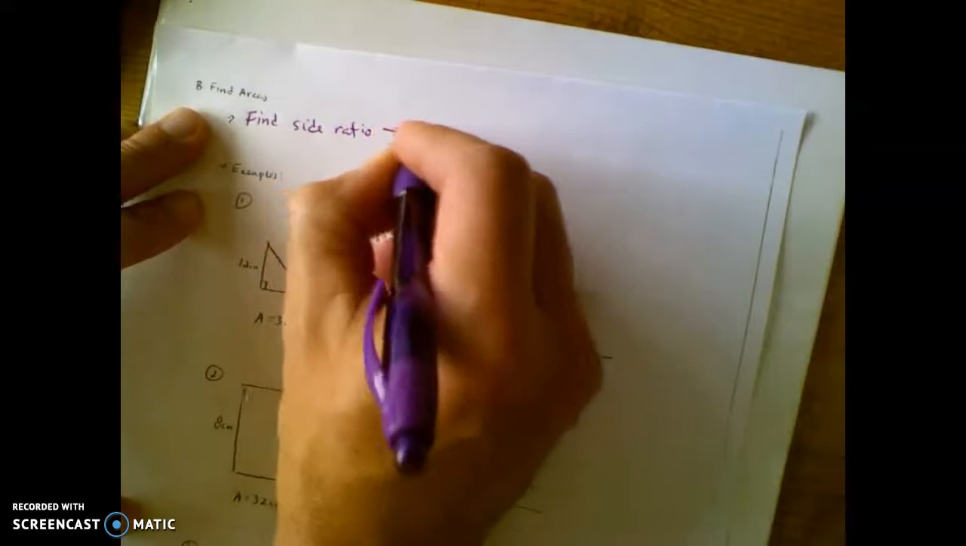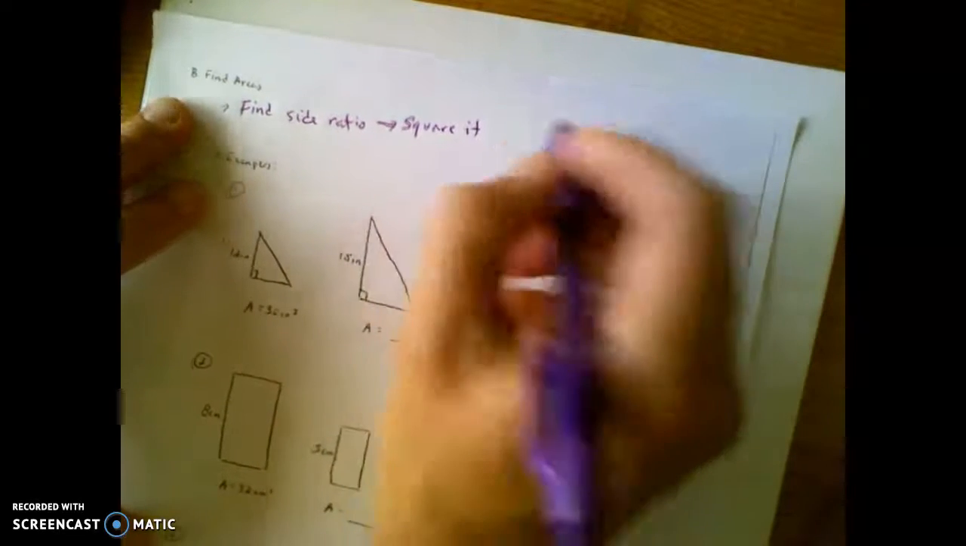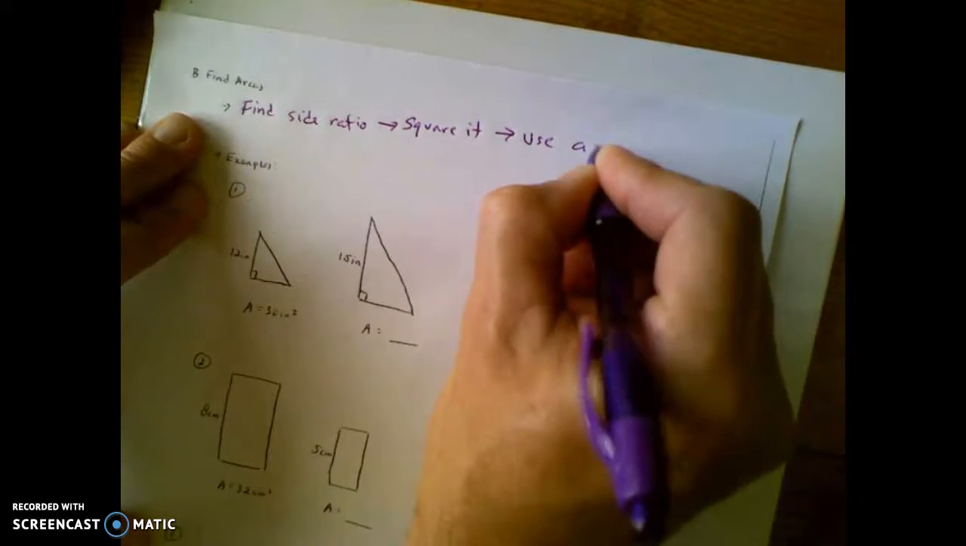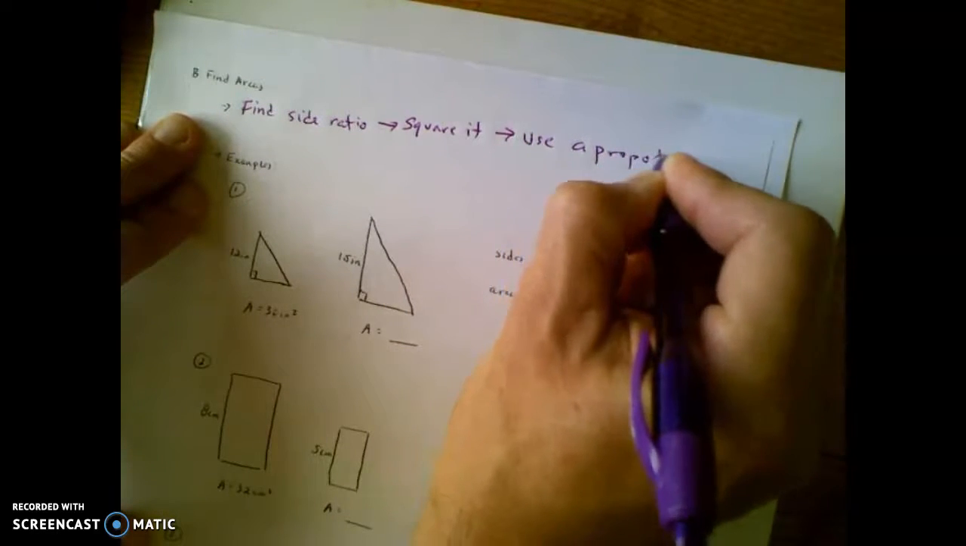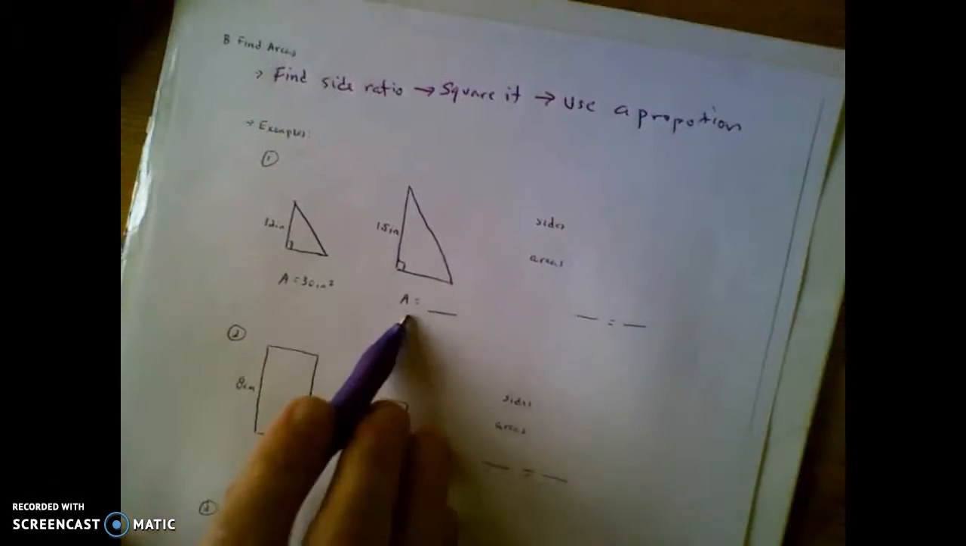Square it. And then use a proportion. So I'll show you how to do these. So in this one here, I want to find this missing area.